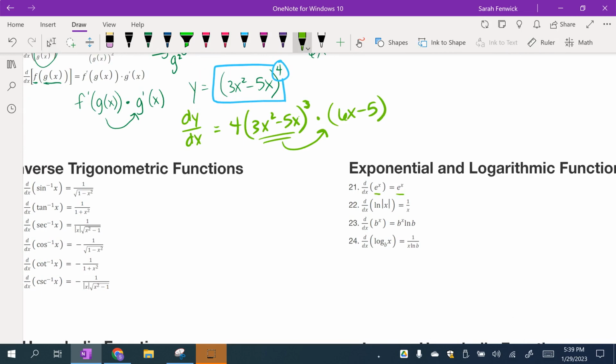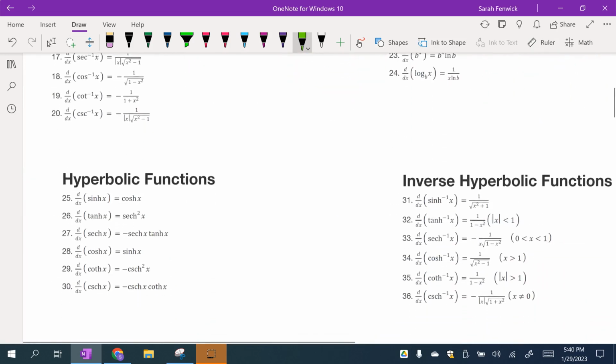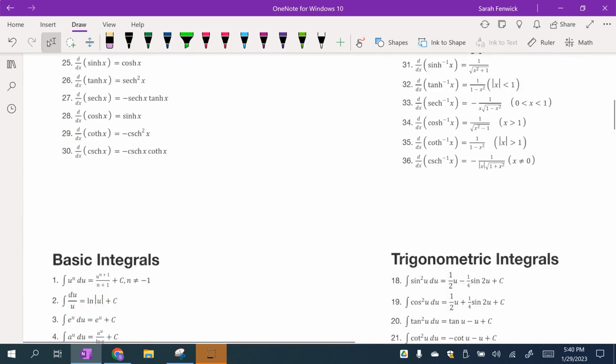E to the x is a really easy rule because the derivative of it is just e to the x. If I had e to the u, then the derivative d dx of e to the u would be e to the u du dx. Kind of like using implicit differentiation. Ln, or natural log of the absolute value of x, is 1 over x. Any exponential, which is a number to an x power, is the number to the x power times the natural log of the number. So you see that you just follow the pattern for these rules. Hyperbolics, I'm really not getting into yet.